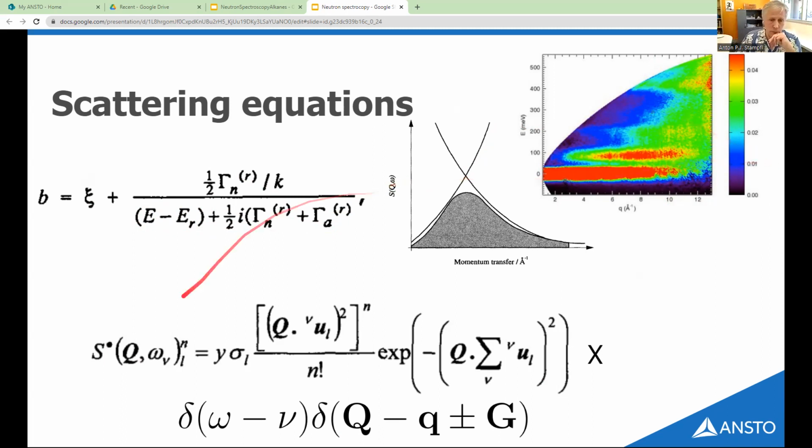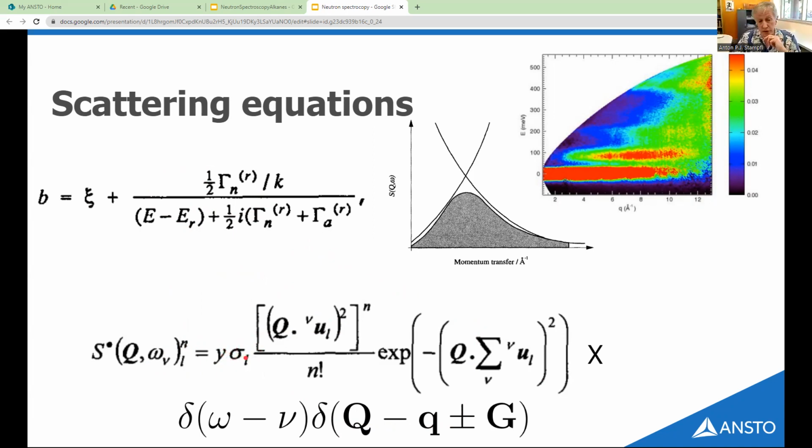Okay, and so now you can go from here to here. So that's the Breit-Wigner equation. And now you can use Fermi's golden rule to derive what we call the S(Q,ω). There's a Y here, which is just a factor. I don't go into the factor. It includes Bose factors and all sorts of stuff, which is irrelevant. The Bose factor is basically just a distribution. It's relevant, but not relevant for us at the moment.